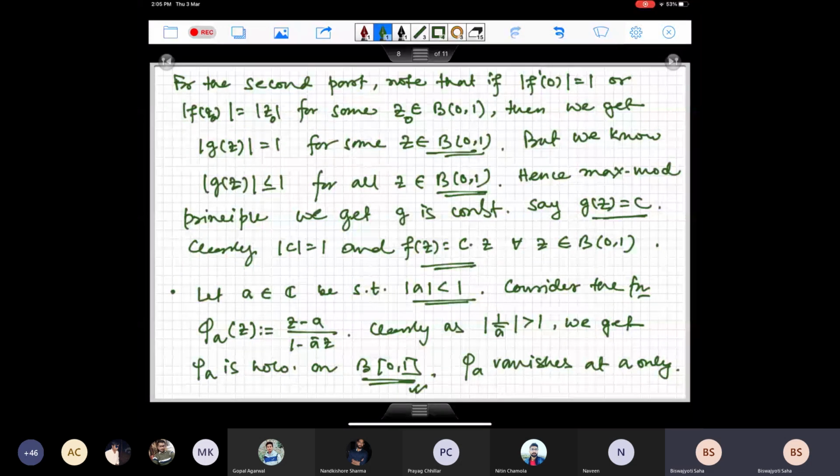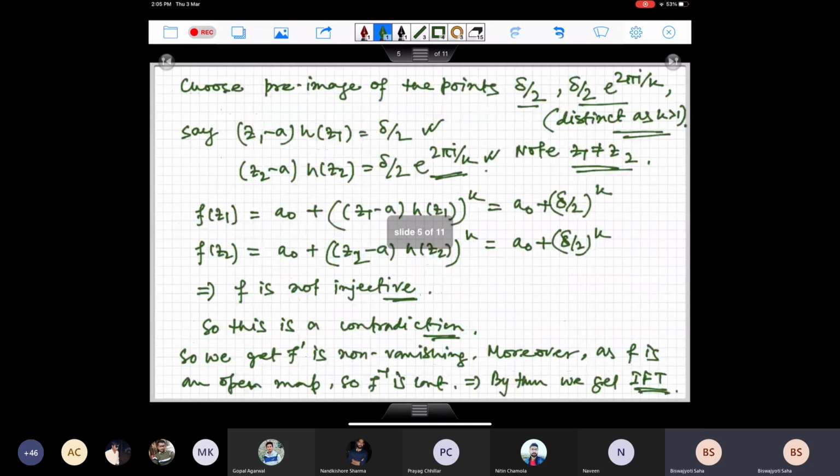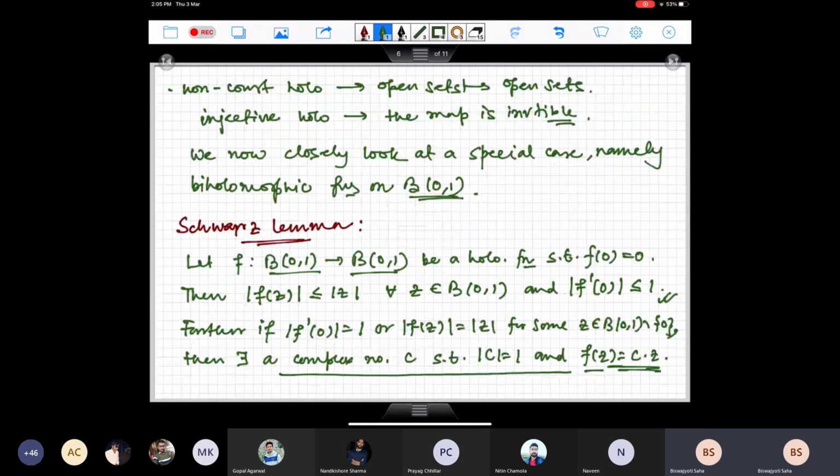For example, if I take a equal to 0, then your phi 0 is nothing but the identity function z. You can see that clearly. So that means Schwarz lemma is telling me that some function f of z is equal to a constant times phi of 0. That is what the second conclusion of Schwarz lemma comes out to be. Is it clear? Yes, sir.